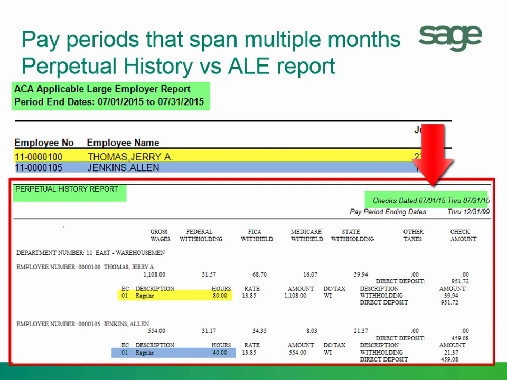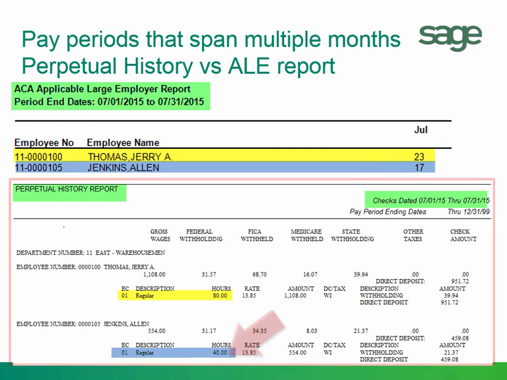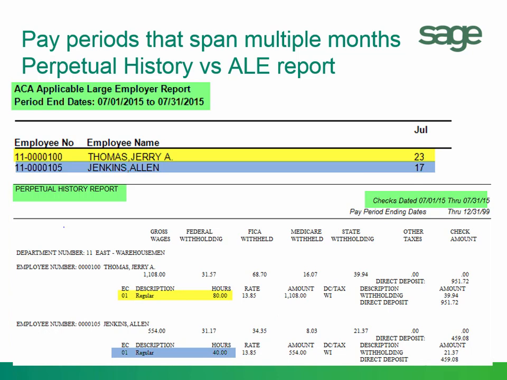On the bottom is the perpetual history report for the same time period. Jerry shows 80 hours and Alan shows 40, both the actual hours they worked. Because the perpetual history report is pulled based on check date and the ALE report uses the prorated calculation because the pay period spans more than 1 month, the figures between the two reports are different.